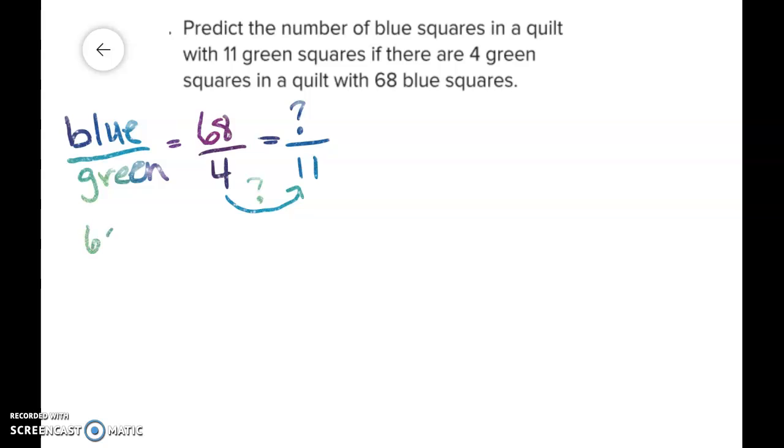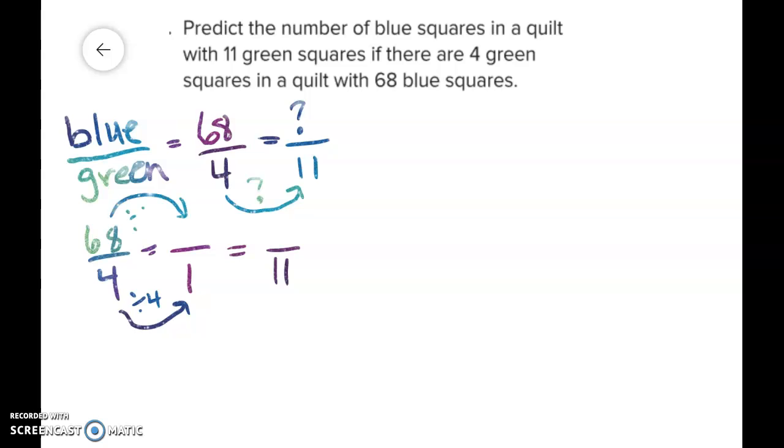So 68 blue squares, 4 green squares. I'm going to turn that into 1 green square for how many blue squares, and then use that to find how many blue would be for 11. So the path here, how do I turn a 4 into a 1? I'm going from a bigger unit to a smaller unit, so I'm going to divide. If I divide down here, I also need to divide down here.